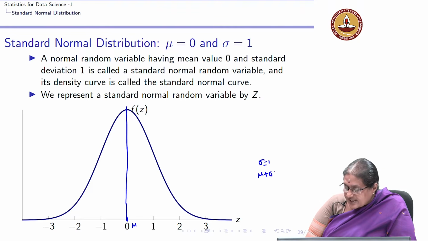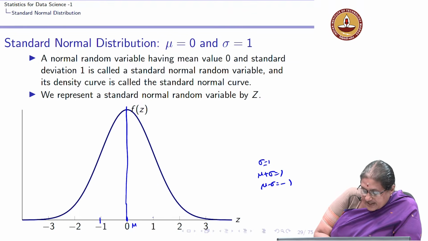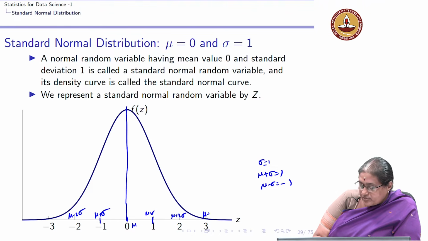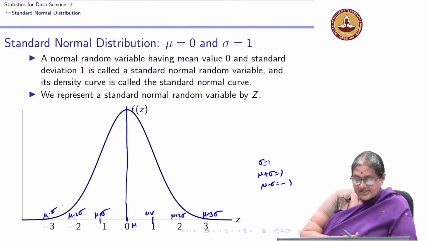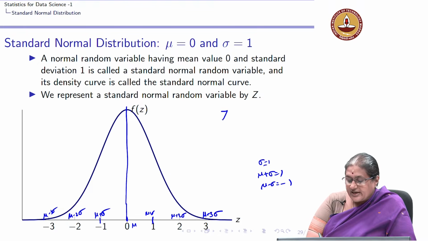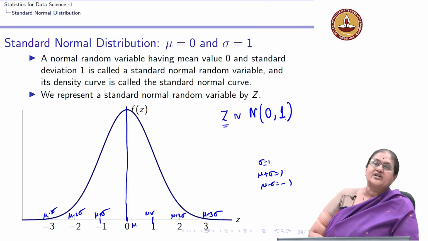So, mu plus sigma is equal to 1, mu minus sigma is equal to minus 1. This is my mu plus or minus sigma. This is going to be mu plus 2 sigma, this would be my mu minus 2 sigma, this is going to be mu plus 3 sigma, and this is going to be mu minus 3 sigma. A standard normal variable is typically represented by the letter Z, and it has mean equal to 0 and standard deviation equal to 1.